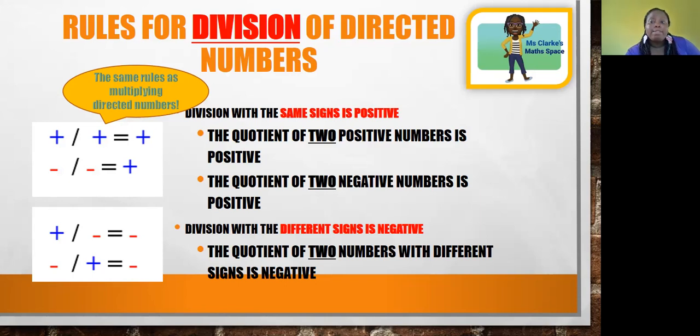And when we have different signs, the answer will be negative. So the quotient of two numbers with different signs is negative. If you have a positive number divided by a negative number, you get a negative result. Similarly, if we have a negative number divided by a positive number, we are going to get a negative answer. All right?